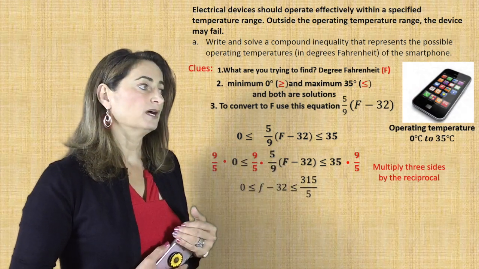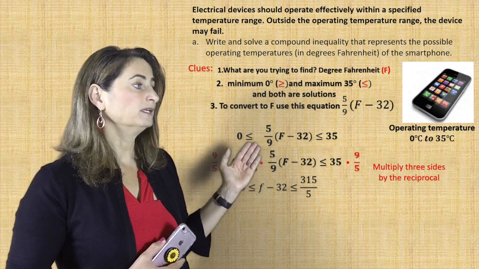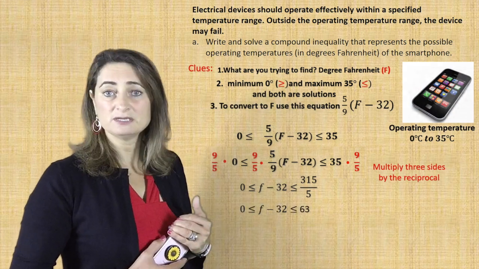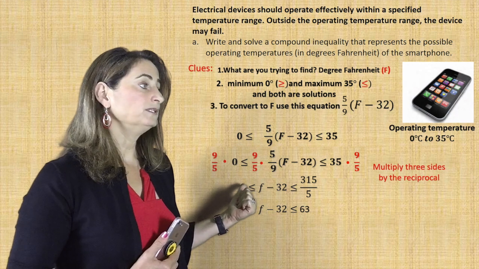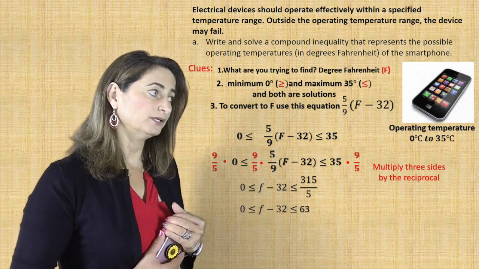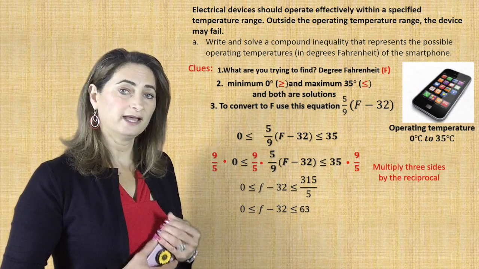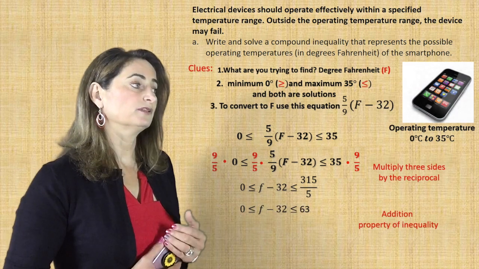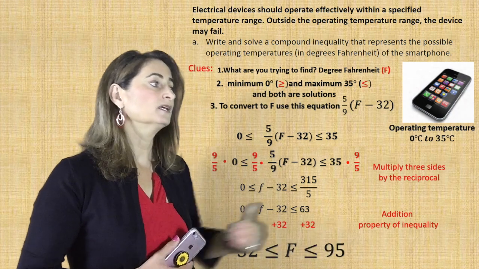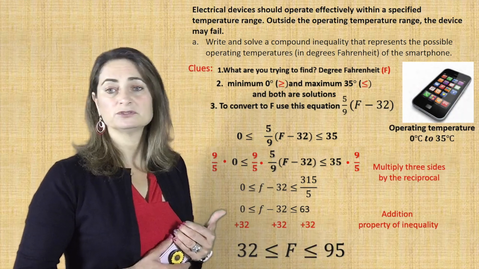Bring the less than or equal down. 35 times 9 divided by 5. Multiply 35 times 9 is 315, divided by 5. Now simplify that, and you end up with 0 less than or equal to F minus 32 less than or equal to 63. Now I need to isolate F. That means I need to get rid of the 32, so use the addition property of inequality, add 32 to all 3 sides. You end up with 32 less than or equal to F less than or equal to 95.